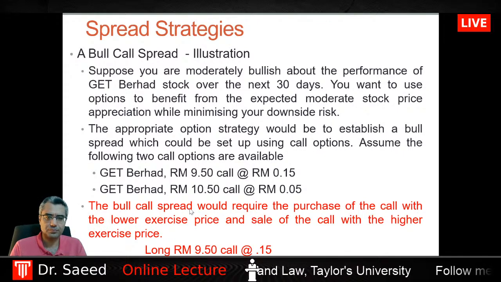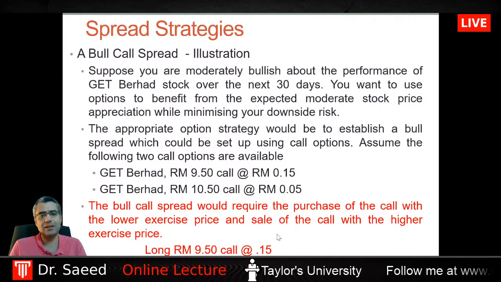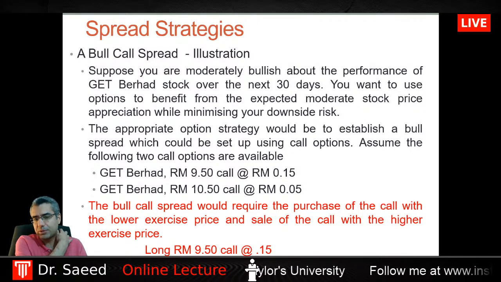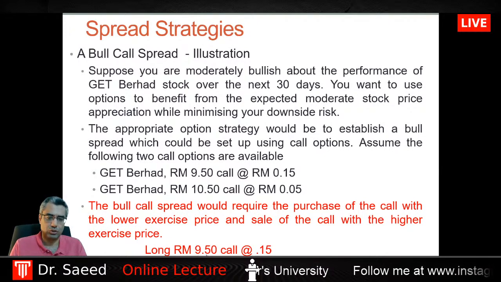Now, the bull call spread would require purchase of the call with the lower exercise price and sale of the call with the higher exercise price. So you buy the lower exercise price and you short the higher exercise price. Means here for long you pay 15 cents to buy this call, and then you sell this call at 5 cents, and done.